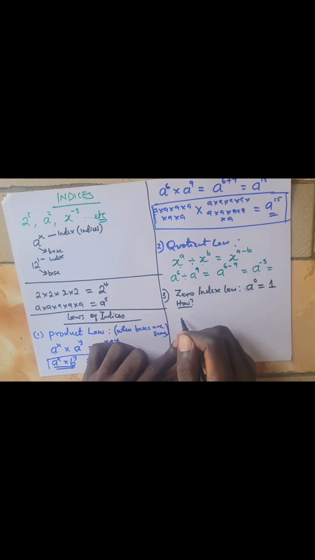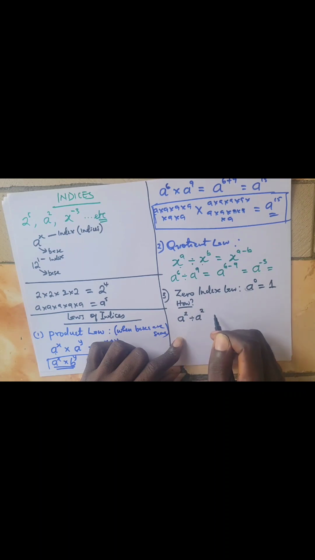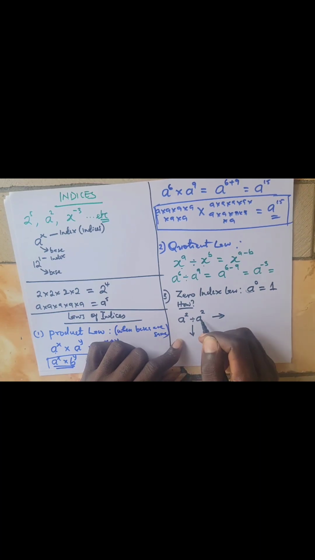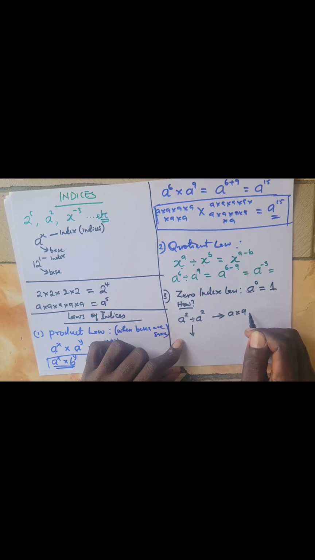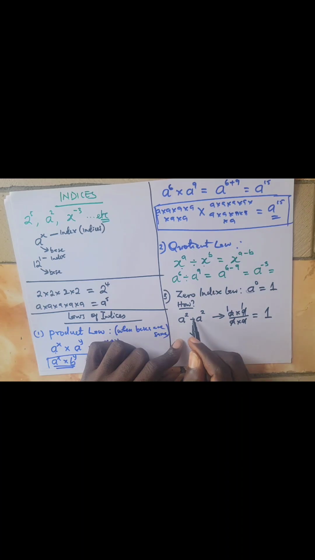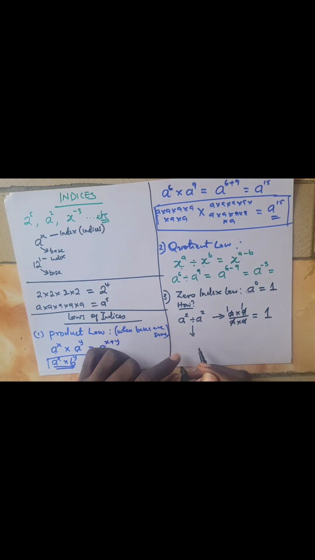Assuming we have a raised to power 2 divided by a raised to power 2. We can do this in two ways. If we use the expansion form, we have a times a all over a times a, which is what? This dividing this is 1, this dividing this is 1. 1 times 1 is 1. You see, when something divides itself, the result is 1.